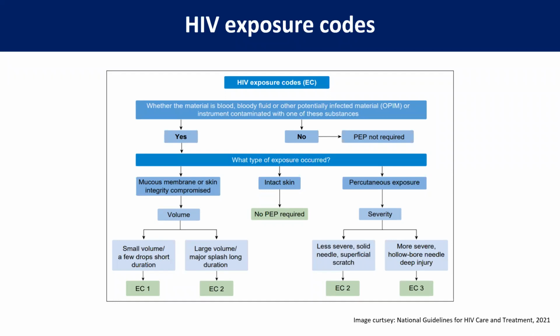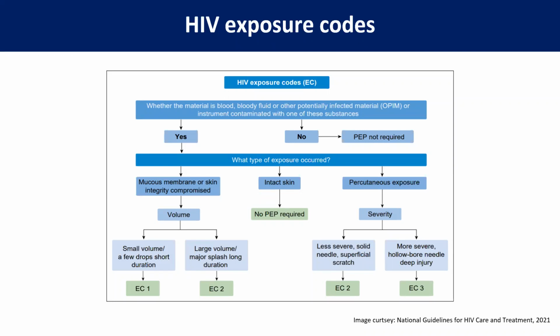source codes. Depending on those, we decide how much the risk is and whether to start PEP or not. For the exposure codes, we look at whether the material is blood, bloody fluid, or other potentially infectious material, or an instrument contaminated with one of these substances; then you consider it. If these are not there, then PEP is not required. If it is there, what type of exposure is it? If it is a mucous membrane or the skin integrity is compromised, then you categorize it as small volume or large volume: a few drops for a short duration, or a major splash for a long duration. If small volume and short duration, you consider it exposure code 1. If large volume and major splash for a long duration, you consider it exposure code 2.